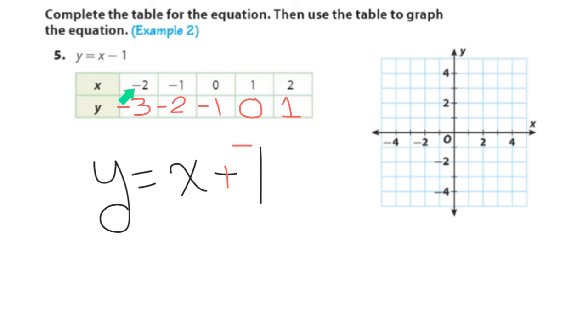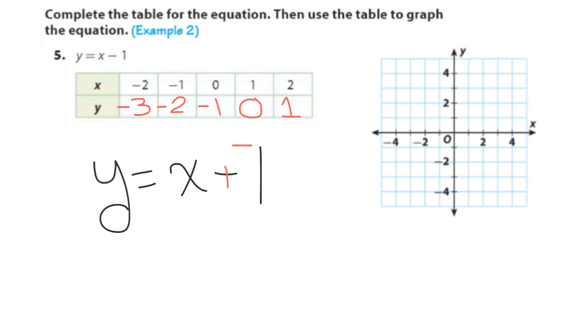Okay, so if I put a negative 2 in, I'll have negative 2 plus negative 1, that's negative 3. Negative 1 plus negative 1 gives me negative 2. 0 plus negative 1 gives me negative 1. 1 plus negative 1 gives me 0. And 2 plus negative 1 is 1. So these are the numbers you should have. If you made a mistake, just fix them. And then let's plot these 5 points over on the graph.